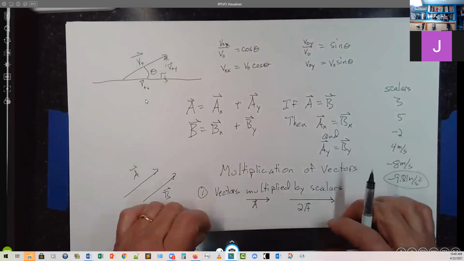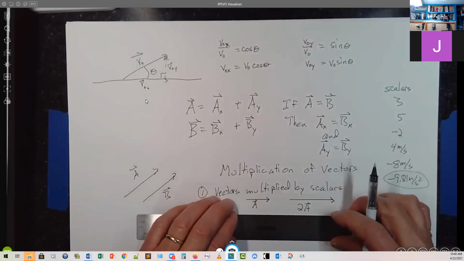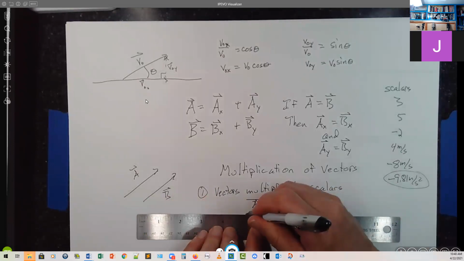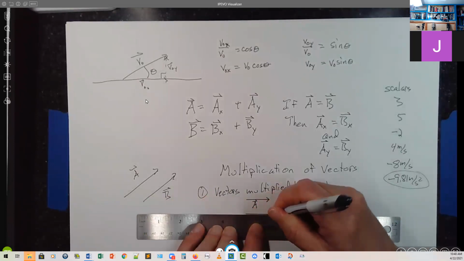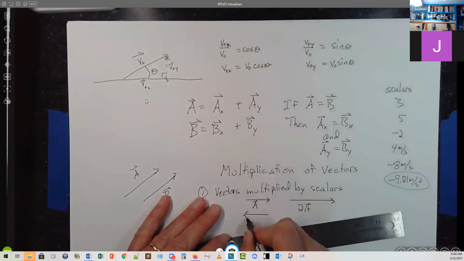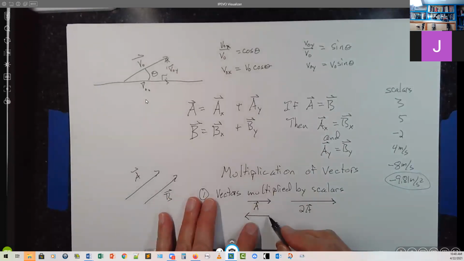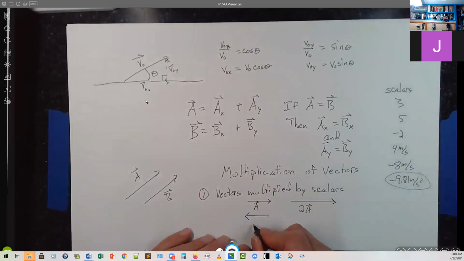Something else that happens here is that if I do this, that's a vector that points in the opposite direction with the same length. This is -1 times A, or just -A. Okay, that's what the negative of a vector means. It has the same line that it acts along, it just points in the opposite direction.